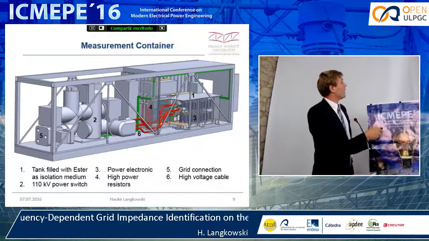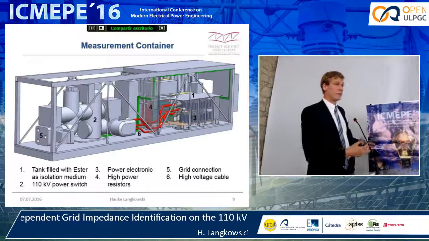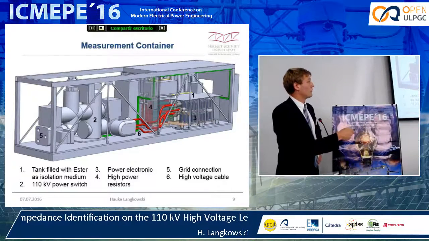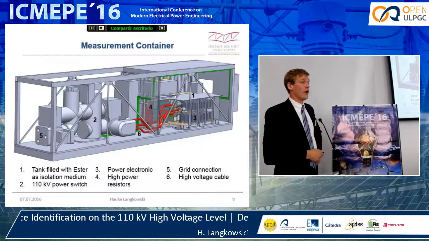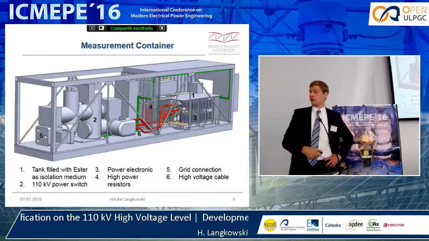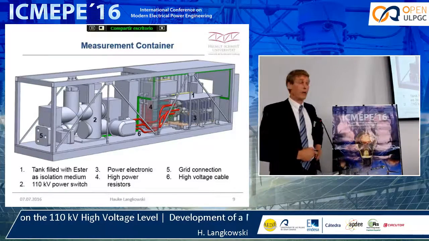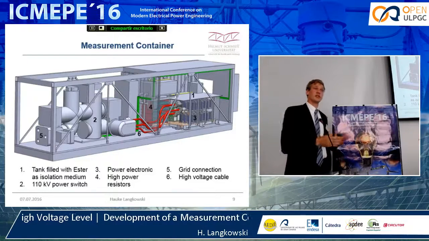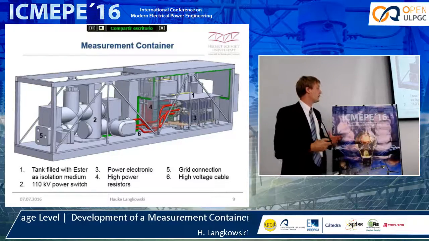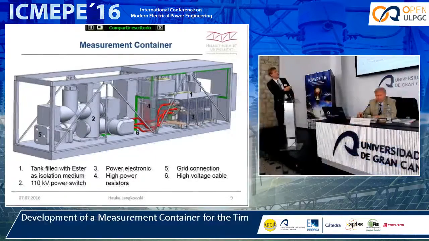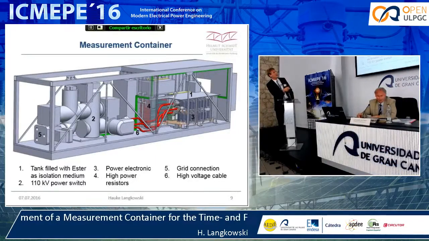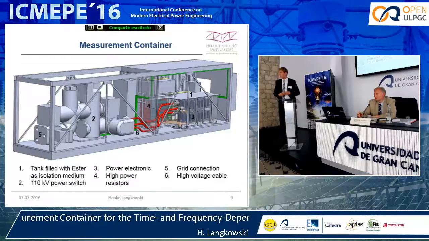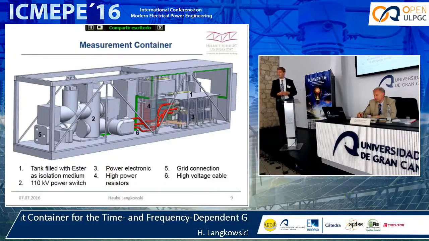And on the output of the power switch, there is a short cable that you can see here in red, and this cable is going directly to the power electronic. The power electronic is installed within a tank that you can maybe see here on the right side. This tank is filled with an isolation medium.